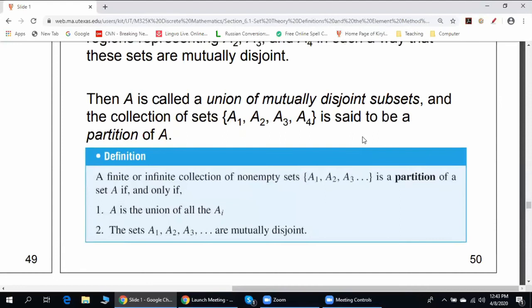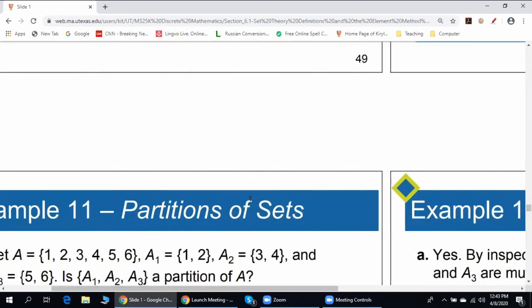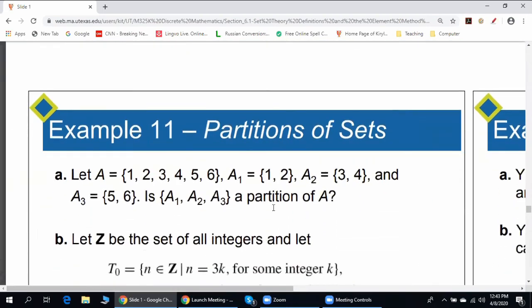So if the individual sets are not mutually disjoint, then they can't form a partition? No, they do not form a partition. They have to be mutually disjoint. In other words, if A1 has 1, 2, 3 in common with A2, then A1, A2, A3 is not a partition. Mutually disjoint means we pick any two sets, and they do not have common elements.